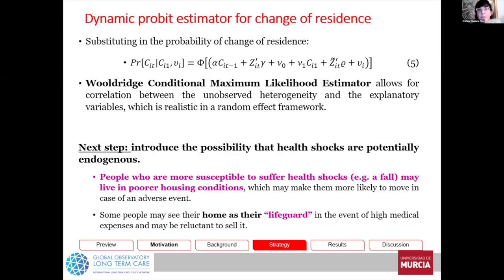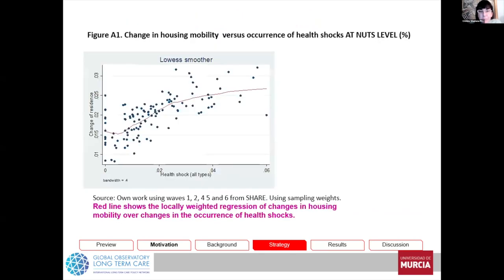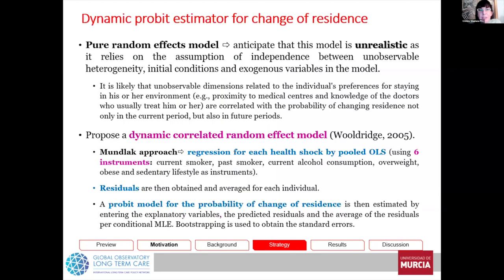However, now we introduce the possibility that health shocks are potentially endogenous, because perhaps people who are more susceptible to suffer health shocks, for example a fall, may live in poorer housing conditions. And some people may see their home as a lifeline in the event of high medical expenses and may be reluctant to sell it. In this picture, each point represents a region, and the red line is the locally weighted regression of changes in housing mobility over changes in the occurrence of health shocks. More or less, you appreciate a positive slope, a positive association.